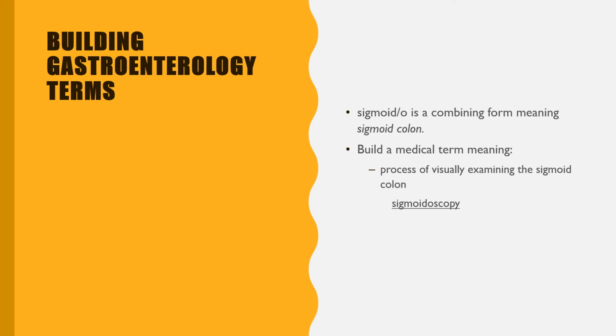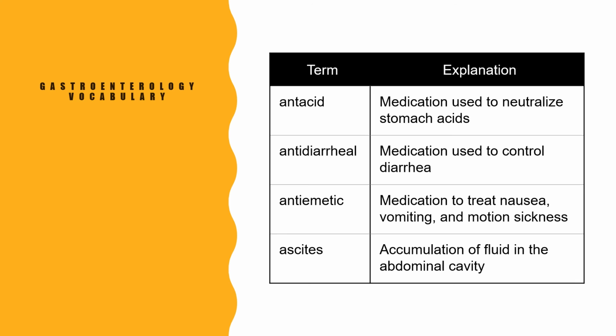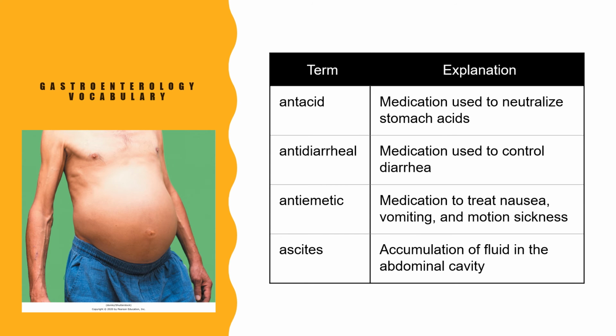How did you do? Let's review some gastroenterology vocabulary. An antacid is a medication used to neutralize stomach acids. Antidiarrheals are medications used to control diarrhea. An antiemetic is a medication to treat nausea, vomiting, and motion sickness. Ascites is the accumulation of fluid in the abdominal cavity.